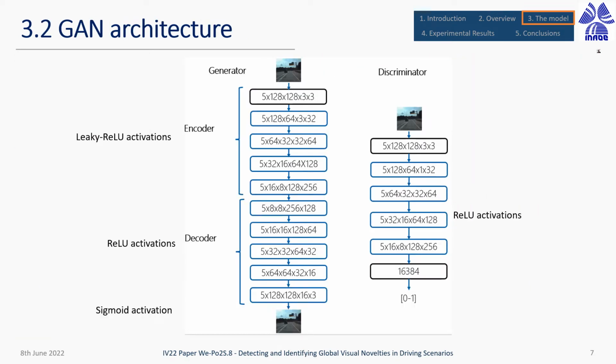In this slide, we can see the architecture of the generator and discriminator networks. The generator is a convolutional denoising autoencoder with 4 convolutional layers and leaky ReLU activations. For the decoder, we have 5 deconvolutional layers with ReLU activations and the last layer with sigmoid activation. The discriminator has 4 convolutional layers, 1 flattened layer, and a final node with sigmoid activation.